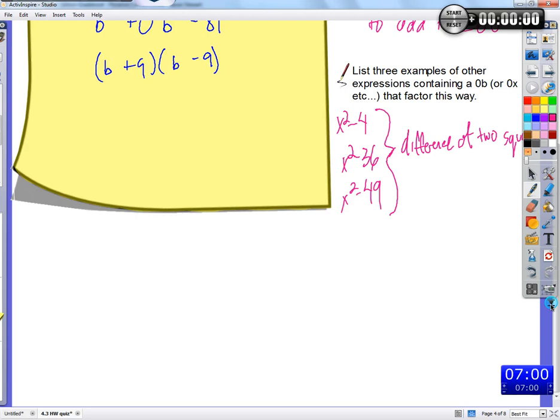Okay, let's broaden this a little bit, get beyond this section, and say, what about x squared minus 8? Does that fit? No, not exactly. Why not? You can't square root it, because 8 doesn't have a perfect square root. It's not a perfect square.